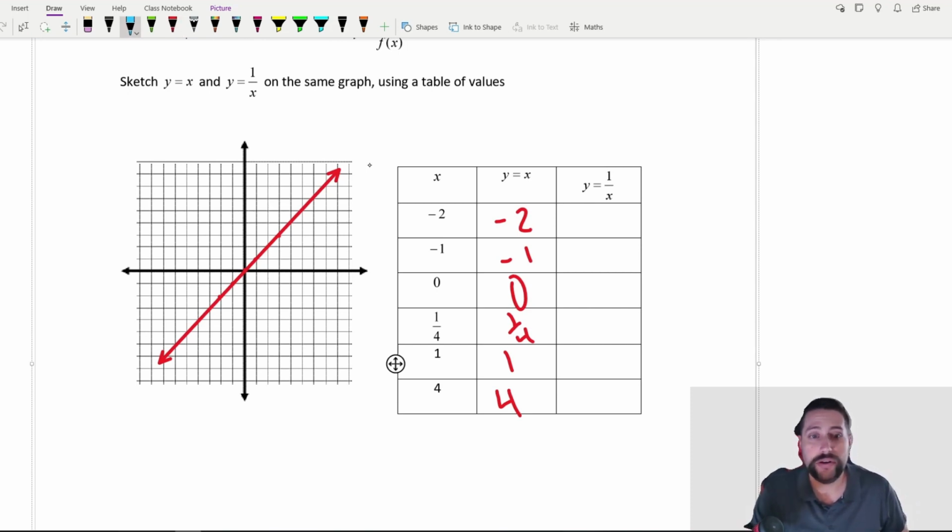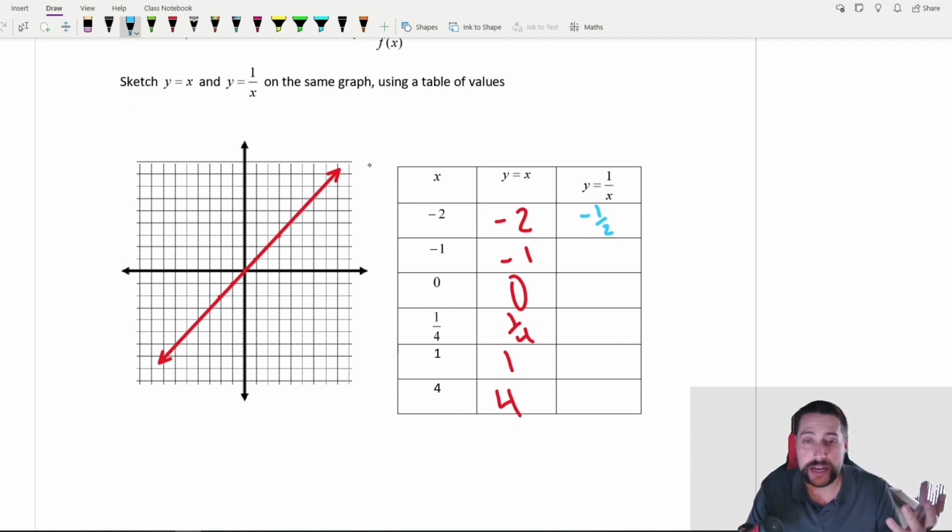Now we're going to fill in the y equals 1 over x. When x is equal to -2, y will be the reciprocal of that, so that's going to be -1 over 2. When x is -1, y is also -1. When x is 0, that's going to be 1 over 0, which is undefined, so that does not exist at that point. When x is 1 over 4, the reciprocal of 1 over 4 is just going to be 4. And finally, when x is 1, y is 1, and when x is equal to 4, y is equal to 1 over 4.